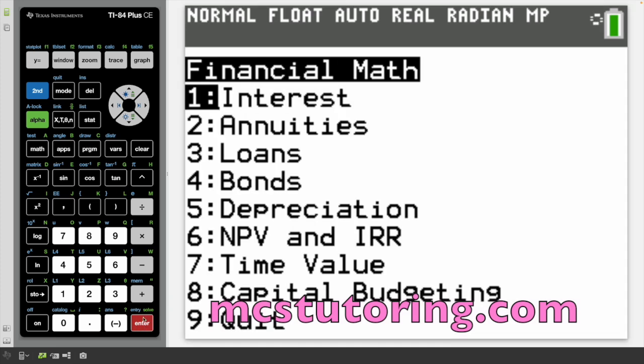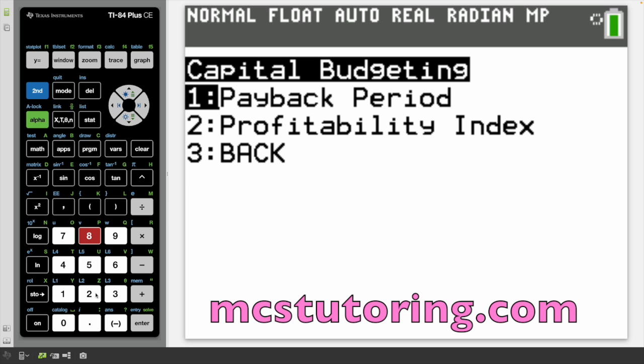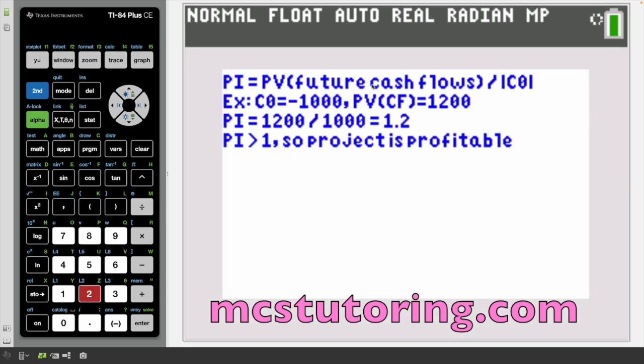There we go. And then capital budgeting one last time, profitability index. So it's future cash flows divided by the absolute value of CO. Okay. So the CO is negative 1,000. The PV, the cash flow is 1,200. So it's 1,200 divided by, and again, it's the absolute value of CO. So you take off any sign it has in front, like the negative sign. It's 1.2. If the PI is greater than 1, the project is profitable.